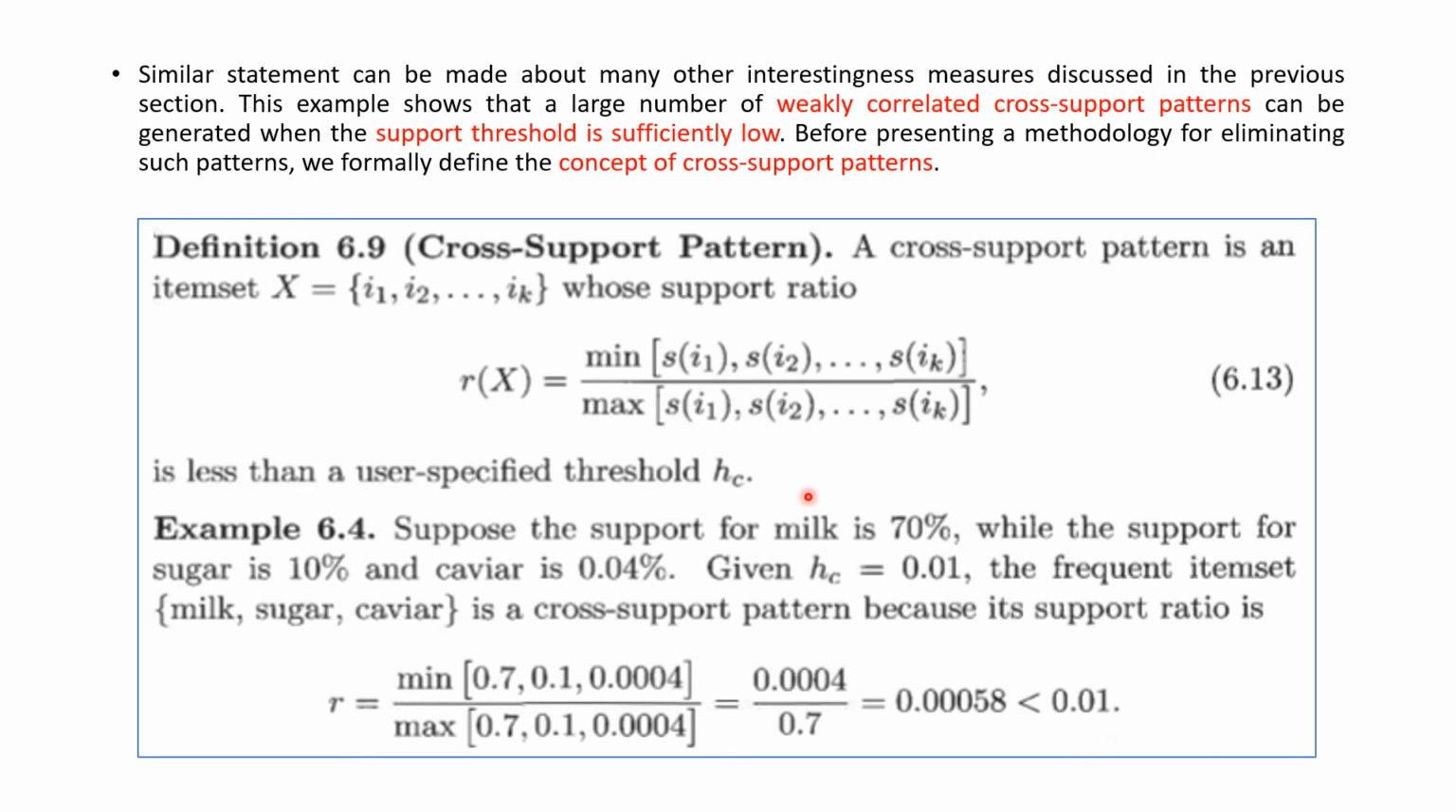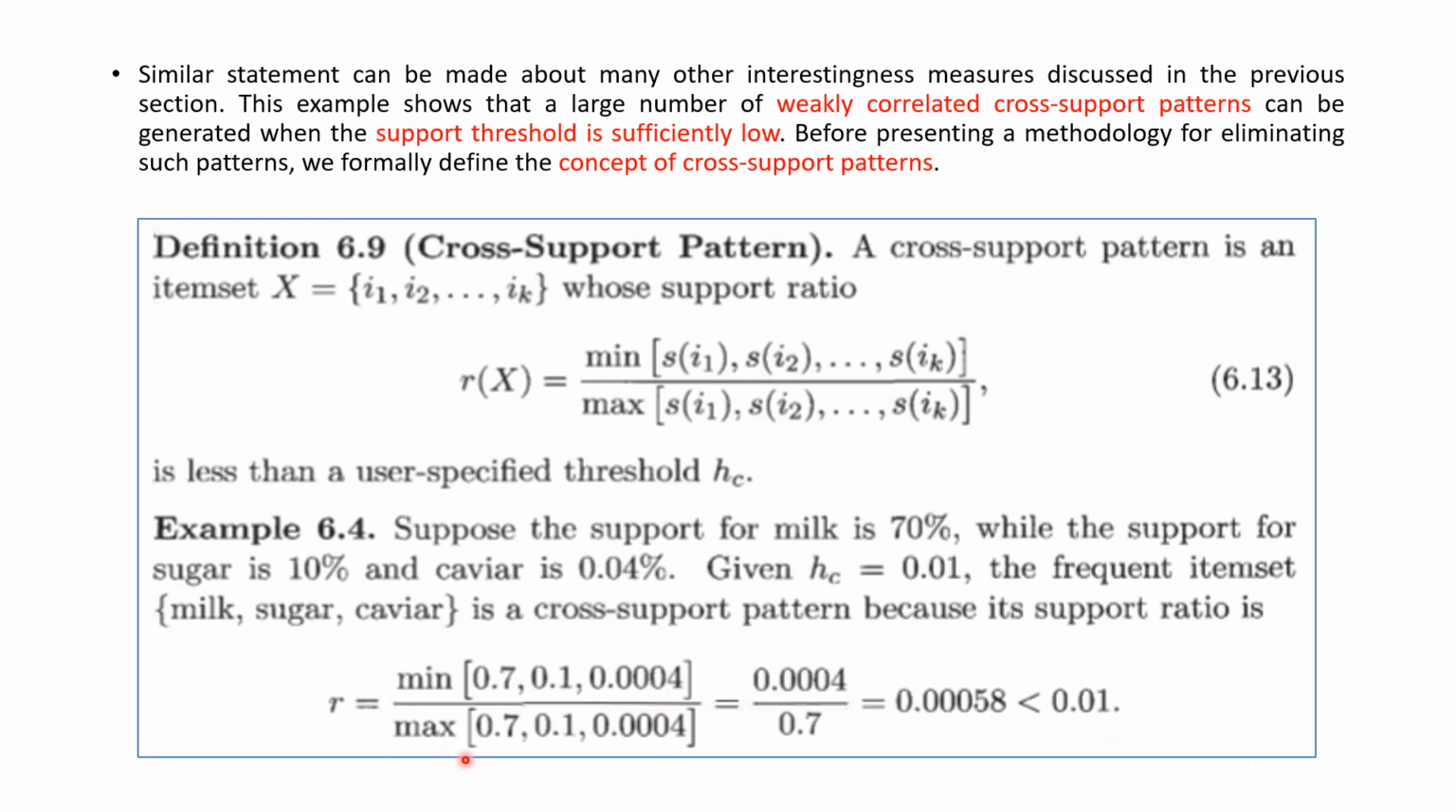So I think you will clearly understand with the help of this example. Suppose the support for milk is 70%, while the support for sugar is 10% and caviar is 0.04%. Given HC is equal to 0.01, the frequent item set milk, sugar, caviar is a cross support pattern because of its support ratio. So please calculate the support ratio using this formula. Minimum of support: the support of milk is 70%, that is 0.7. Support of sugar is 10%, so 0.1. Support of caviar is 0.04%, that is 0.0004.